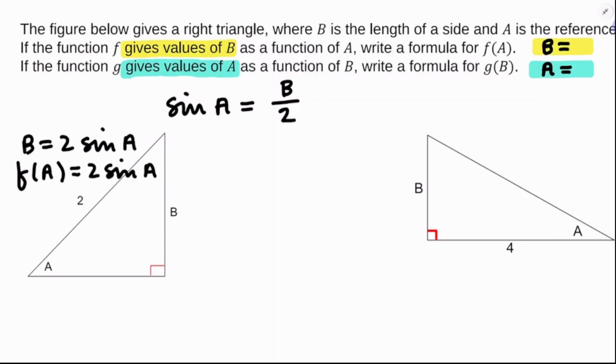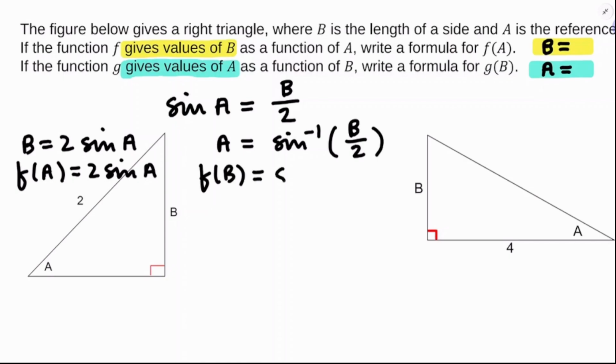Okay. But if I wanted to solve for a, get it on its own, I'd need to take inverse sine of both sides, or arc sine of both sides. So I'm going to say, all right, a is equal to inverse sine. It's the angle whose sine is b over 2. And so then we could say that g of b equals inverse sine of b divided by 2.